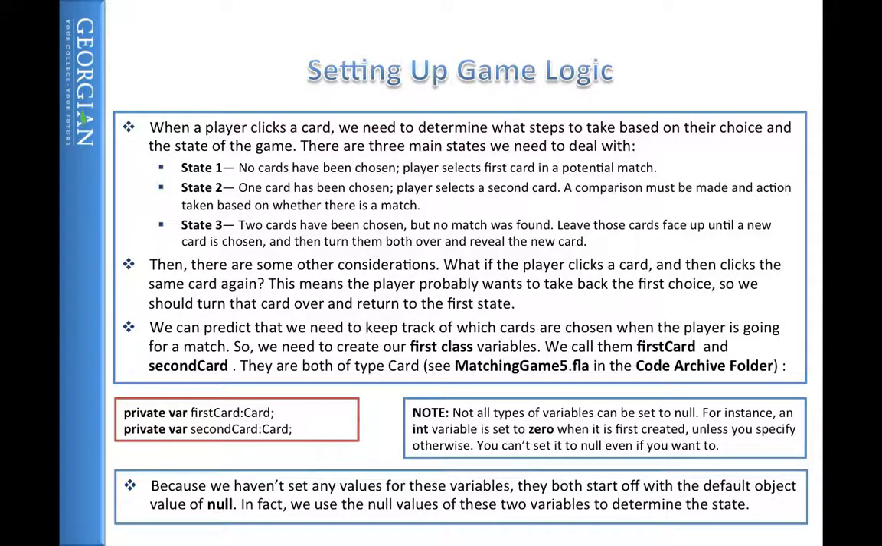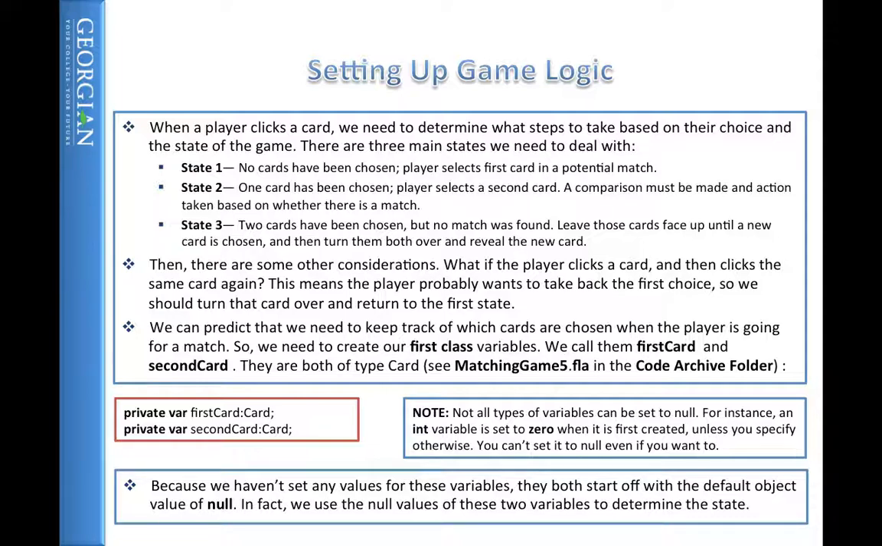All right, so we've got to set up some game logic. State number one: no cards have been chosen. That's one state. The player selects the first card in a potential match, so I click one card. That's a state, only one card is clicked. State two: one card has been chosen and the player selects another card, a comparison is made, and an action is taken based on the match. Is there a match or no match?